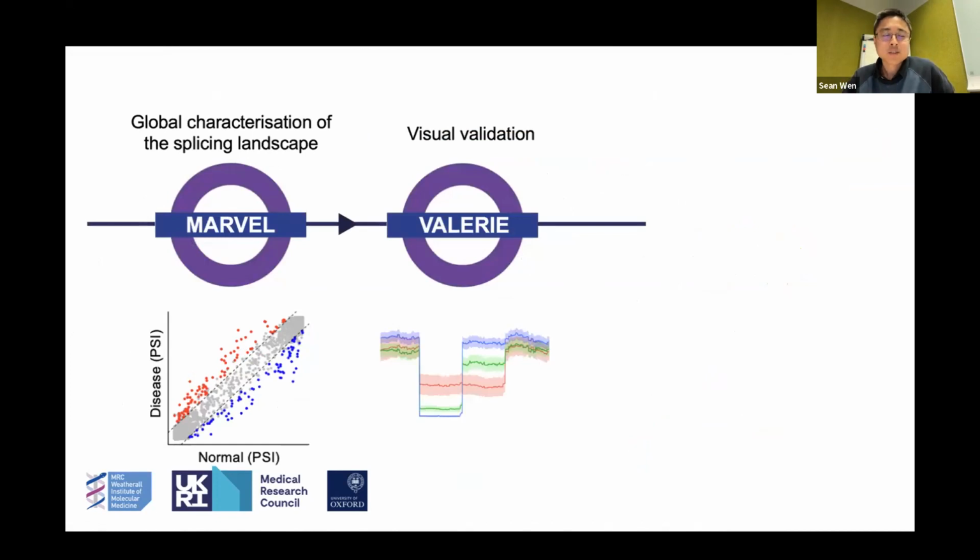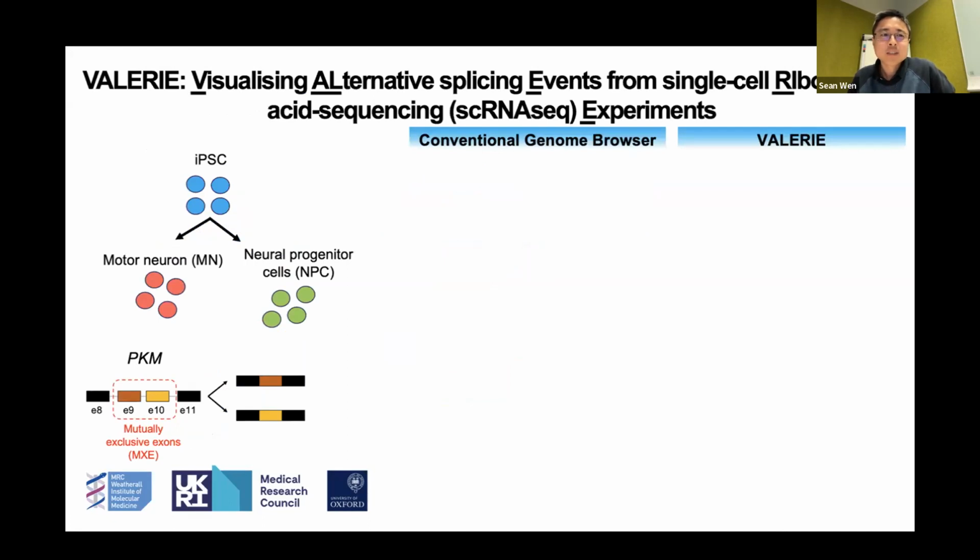So I'd also like to quickly talk about accompanying software that you can use with MARVEL. MARVEL does a good job in a global characterization of the splicing landscape between the different cell populations. But perhaps you might also want to, in some sense, visually validate some of your candidate genes just to make sure that they are actually spliced. So Valerie stands for Visualizing Alternative Splicing Events from Single-Cell RNA Sequencing Experiments. And this is just one slide to show you its proof of principle.